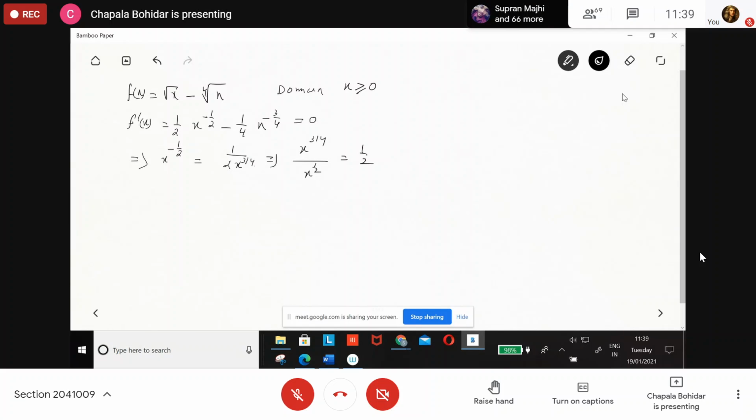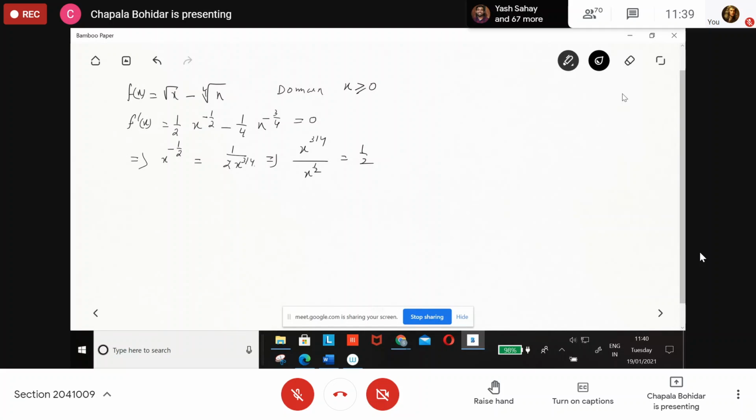Which one is 1 by 4? After the first line, in the second line. I was taking 1 by 2 common, so it cancelled out, and only 1 by 2 will remain. Okay, ma'am. Somewhere I made a mistake. You check it, that is your duty. So this is what I got here.